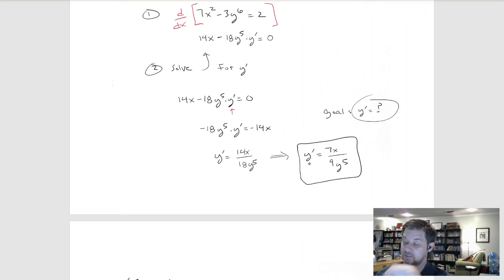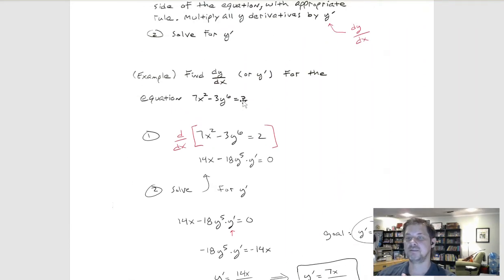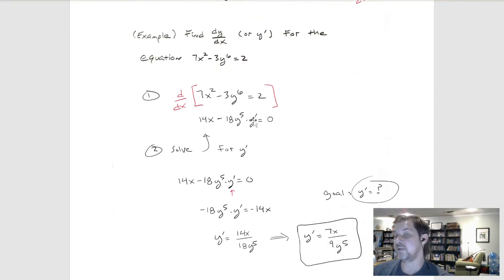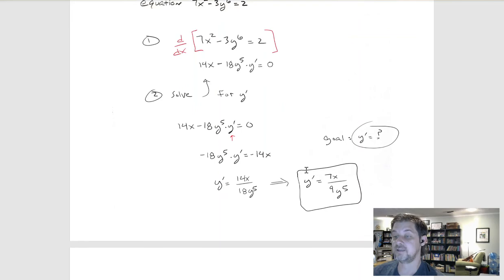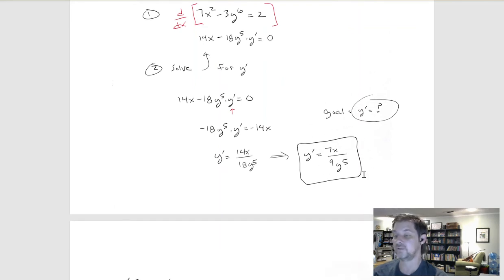This tells us how y and x change together. So y and x are linked by that equation, this initial equation. We might want to know how change in x affects change in y, and that's what this derivative and all other derivatives tell us.